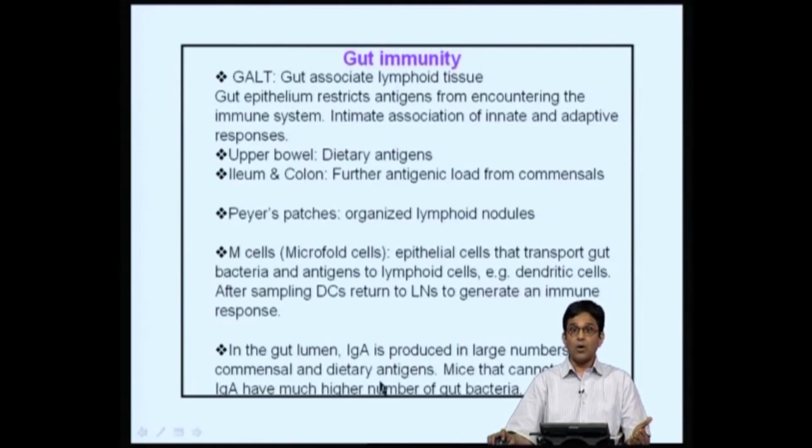In fact, mice that cannot produce IgA have much higher numbers of gut bacteria. So, the gut immunity is a process that is very important because of this fine interaction between innate and adaptive arms.